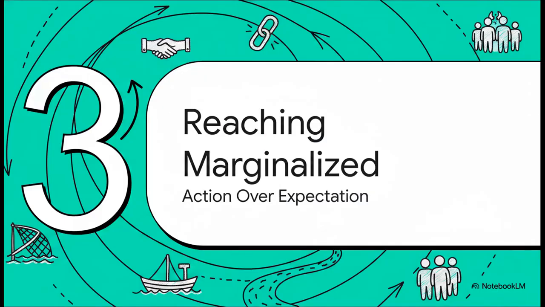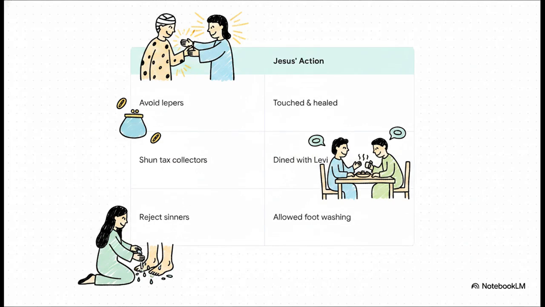Section 3. Reaching the marginalized. Action over expectation. So this is essentially Act 2 of our narrative arc. It shows how the text portrays Jesus enacting this reversal not just with words but through very specific physical, social actions all across the Galilee region. The text perfectly captures the stark contrast between ancient societal expectations and the protagonist's genuinely shocking actions.